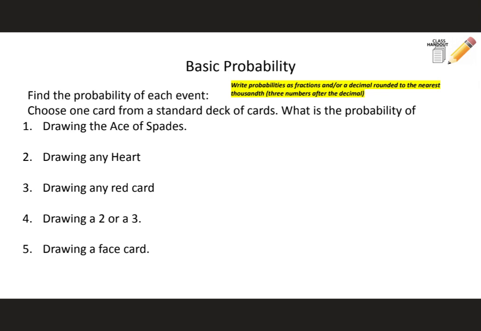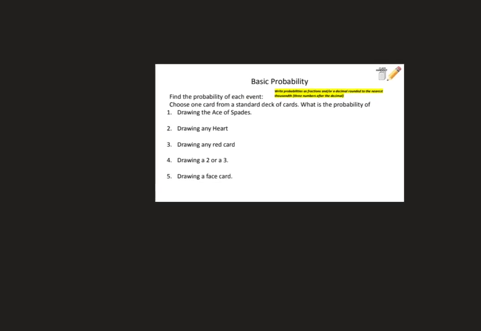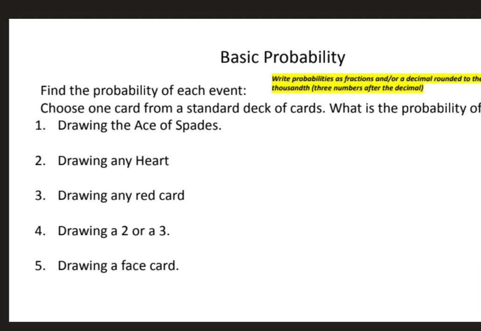It says choose one card from a standard deck of cards. We're going to find the probability of each of these things. The first one is drawing the ace of spades. In a standard deck, there's only one ace of spades, so the number of successes would be 1. And the number of total cards in the sample space is going to be 52. So the probability of drawing the ace of spades is 1 over 52. And if we were to write that as a decimal, we can write that as 0.019.